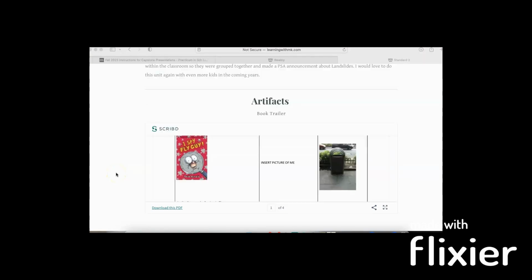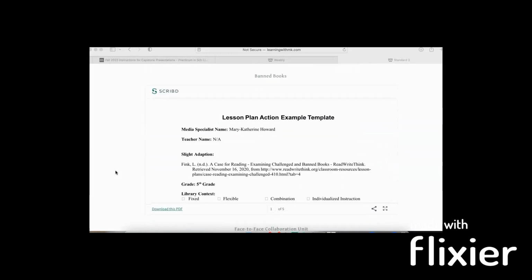Standard 2, Literacy and Reading. I used the book trailer, banned book lesson, and face-to-face collaboration unit to support this standard. The book trailer allowed me to create a video encouraging students to read a book. I had to think about what would grab my attention as a reader and what would make me want to read a book. The banned books lesson was eye-opening and allowed students to determine whether they felt the book is deemed appropriate to read or not.